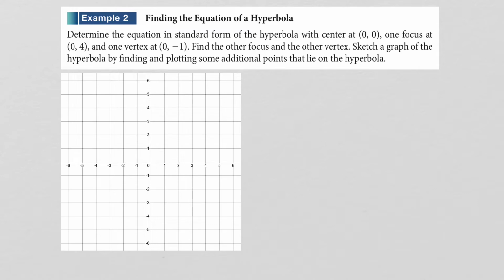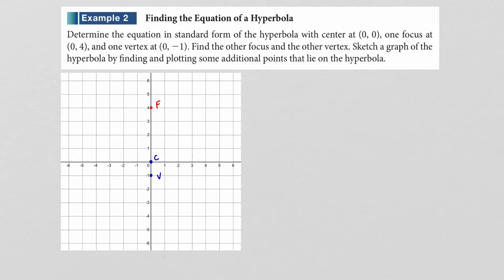All right. So let's go ahead and label what we have. We have the center of the hyperbola is at the origin. We have one focus is at the point 0, 4, which I like to do with a red dot. One vertex is at the point 0, negative 1. Okay, so this is a vertex here. This is a focus here. And of course, this is the center.